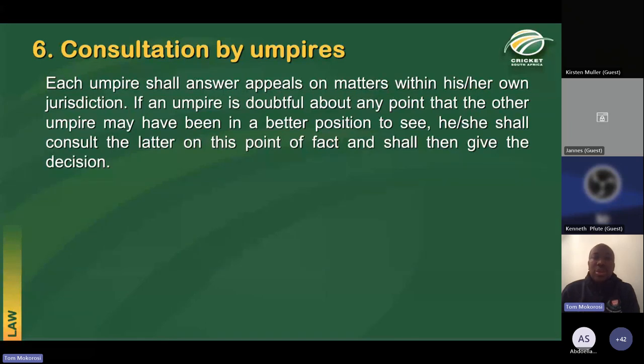I went to consult with my partner, the striker's end umpire, who was standing at square leg, who had an unobstructed view of the fielder completing the catch. So from the information that my partner gave me, I was able to make the decision of whether or not a clean catch was taken. The debate was not whether or not there was a bat on the ball. That decision I have to make on my own, but I could consult with my partner as to the fairness of the catch.